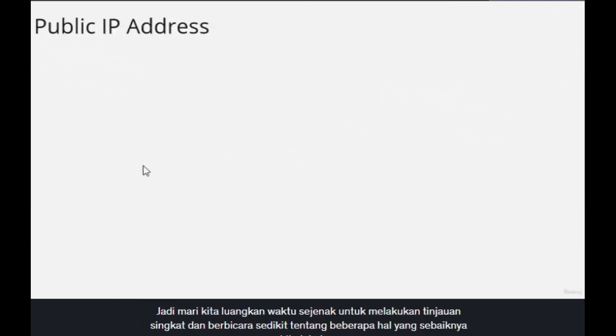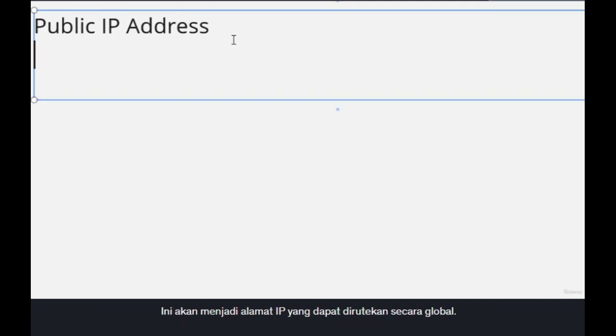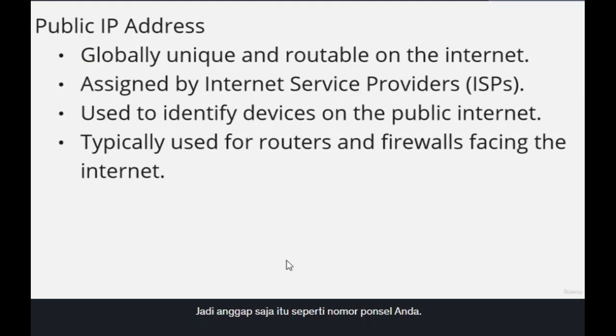So let's take a few moments to do a brief review and talk a little bit about some of the things we should have learned in this lesson and expand on some of those topics just a little bit. A public IP address is going to be an IP address that is globally routable, right? These are IP addresses that make sense on the internet. So think of them kind of like your cell phone number. You're the only person in the world with that cell phone number. Well, a public IP can only be used by one individual at any given time.